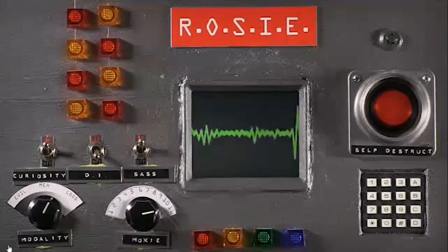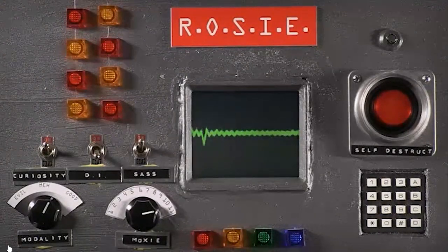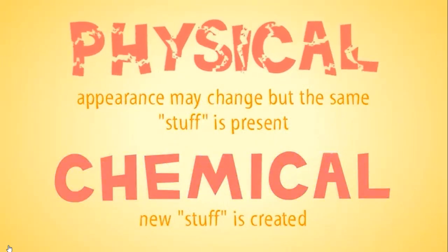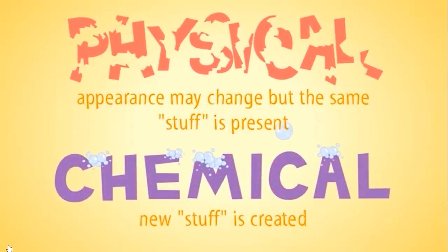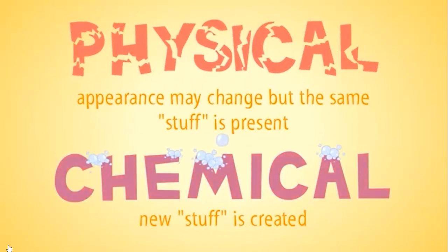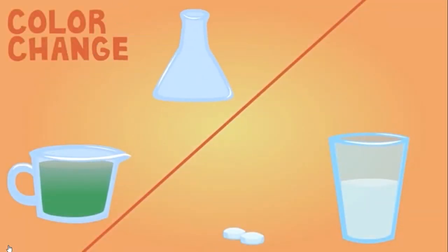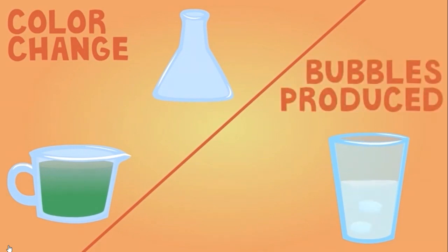First, tell me what the difference is between a physical and a chemical change. Let me see. In a physical change, you have the same stuff, but it might look different. And then in a chemical change, you have something new, right? Those sound like good definitions to me. And how would you recognize a chemical change? Do you know of any clues that let you know a chemical change has occurred? Sure. Sometimes there is a color change. What else? Sometimes bubbles were produced. That's how you know a gas was formed.